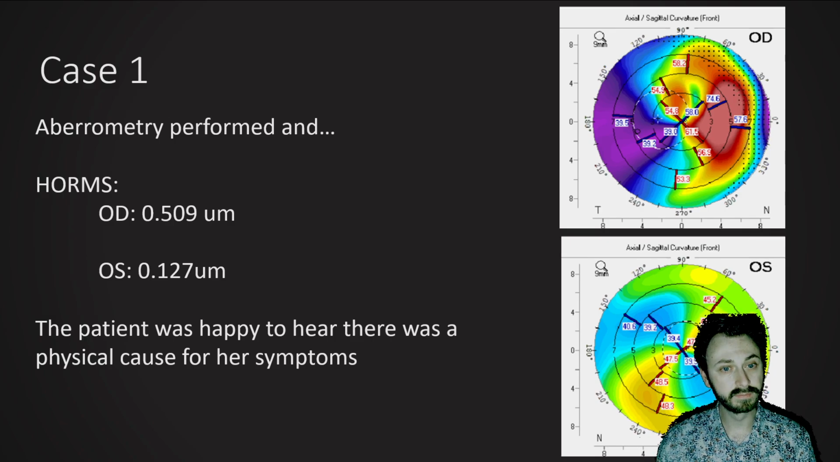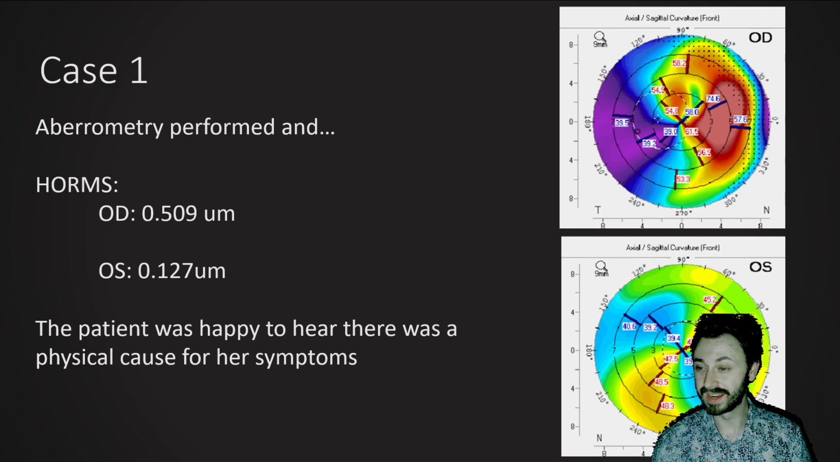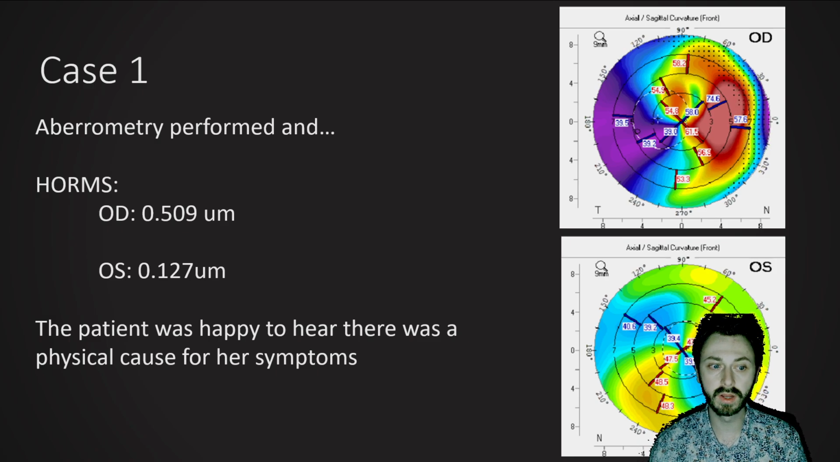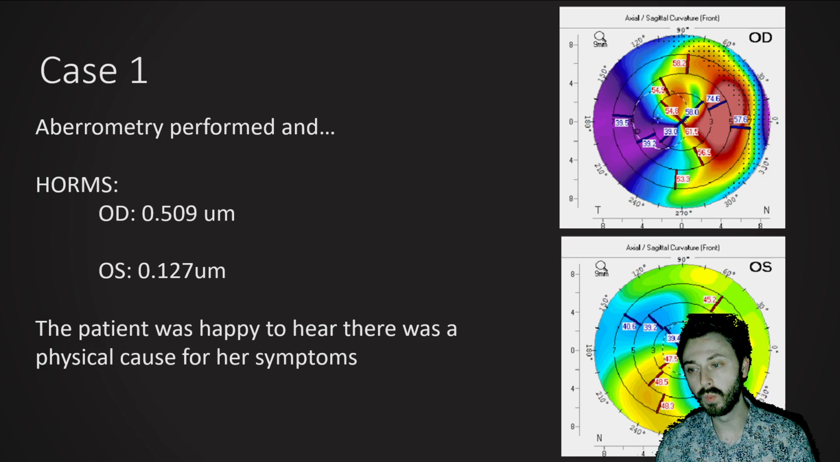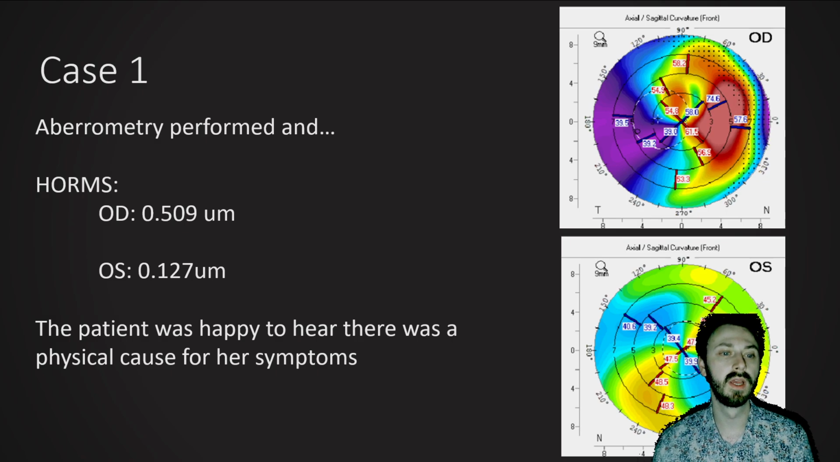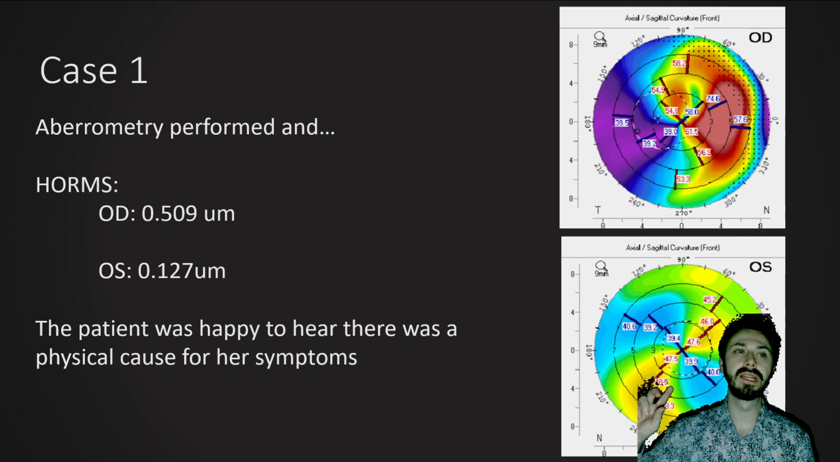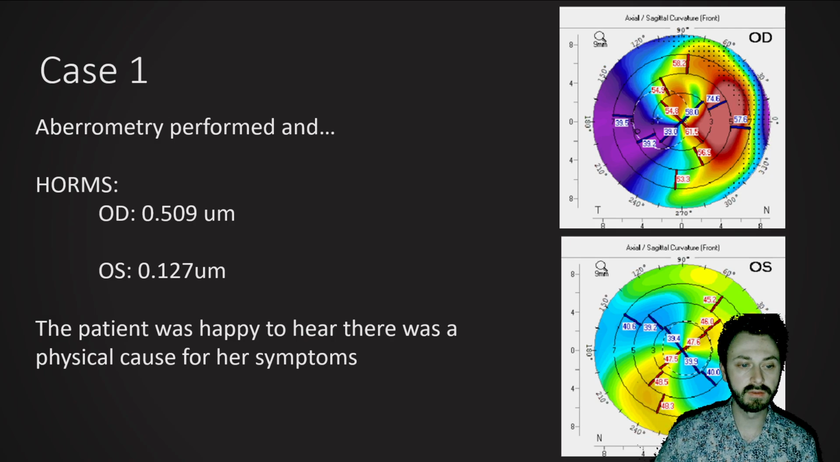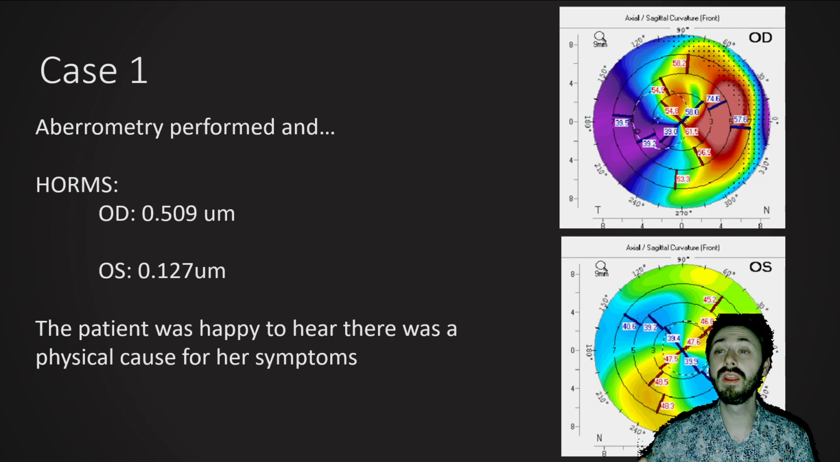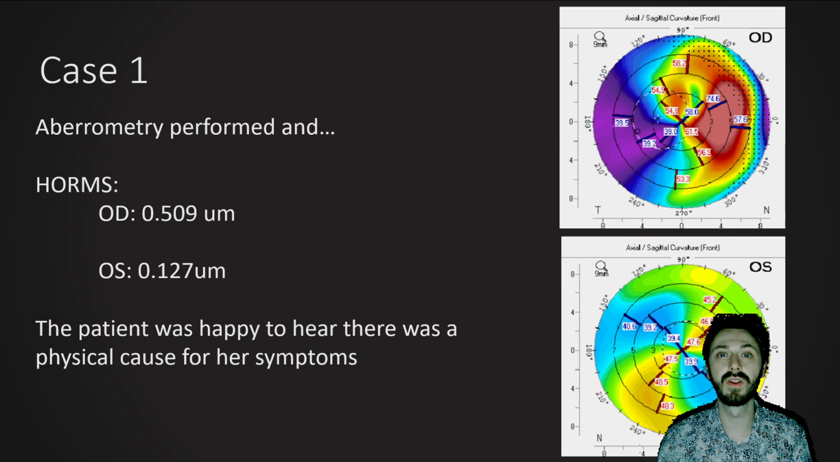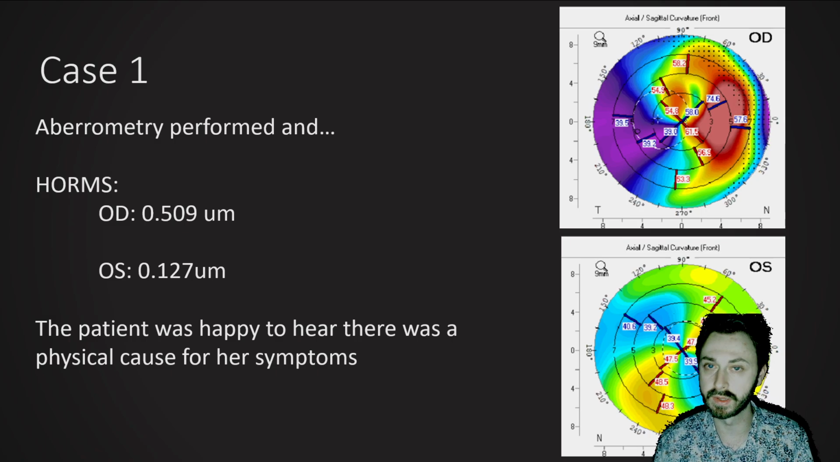Lo and behold, it tells a lot. So her higher order root mean square on the right eye was 0.509 microns, and on the left eye, 0.127. So she's above that 0.40 micron symptomatic screening level. So it's pretty clear that her aberrations are contributing to this discomfort in the lens.